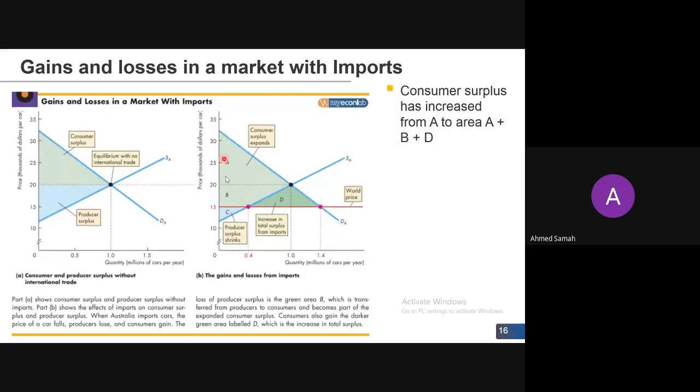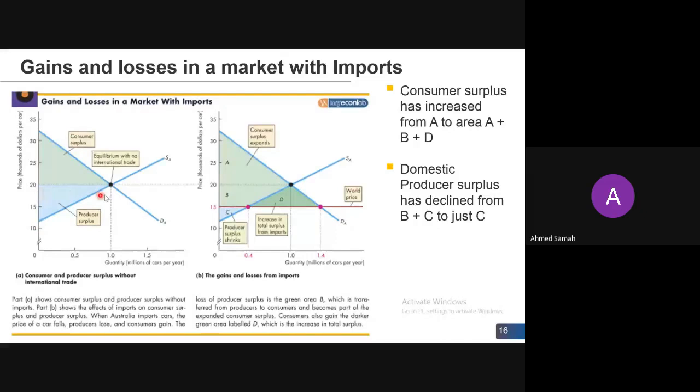Because the price is now lower, there is a bigger gap between how much consumers are willing to pay, that is the demand curve, and the price of the cars in the country. But the drawback is that the producer surplus has decreased. So producers are now worse off because of the imports.